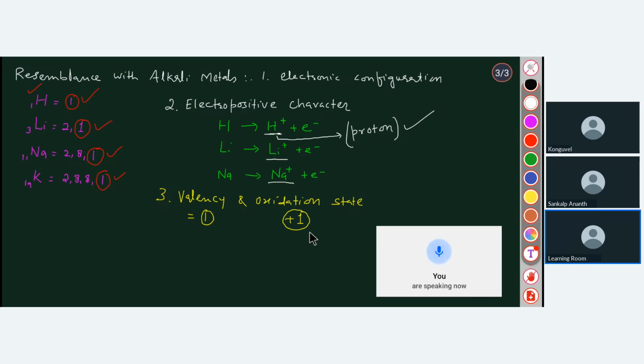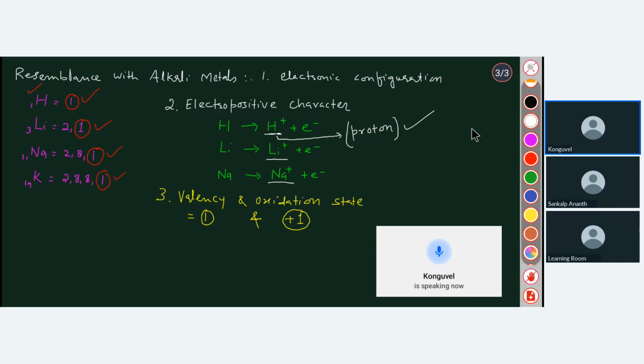Exactly. I have told you that whenever you write valency, there is no need to write any sign. But whenever you write the oxidation state, you have to mention the sign, whether it is negative or positive. Yes, sir. But in school, ma'am told us to write the sign when they ask valency because she didn't teach us oxidation state. Okay, no problem. You can write it. I told you that in valency we don't write it, but in oxidation state we have to. So hydrogen resembles the alkali metals in having the same valency, right?